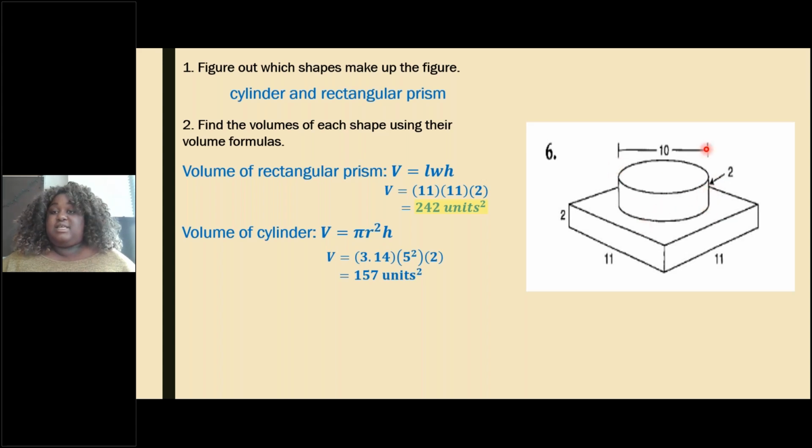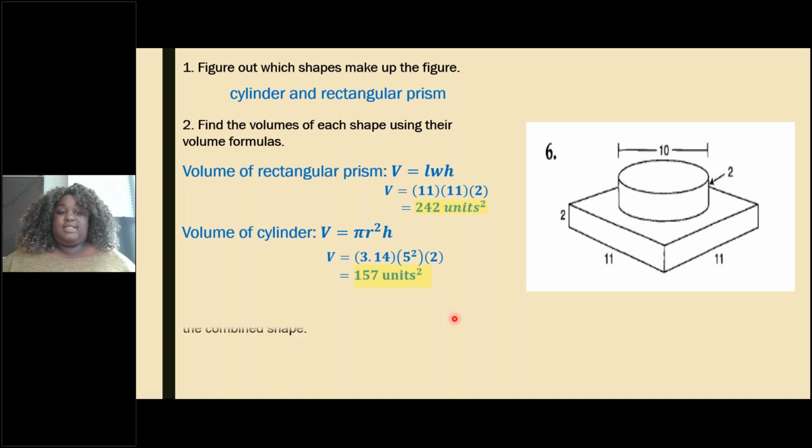So here they gave us 10. And what this 10 represents is the diameter. So that's across the entire circular base. But we need the radius. So if you remember a little bit with basic geometry, the radius is half of a diameter. So in this case, the radius is 5. 10 divided by 2 is 5. And then we square that, we get 157 as the volume of the cylinder.